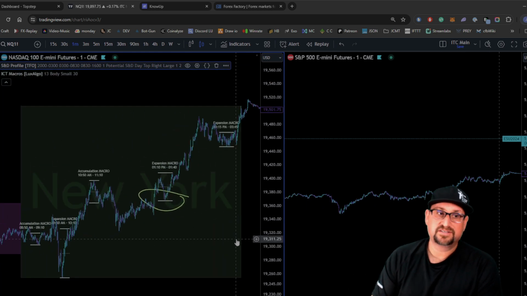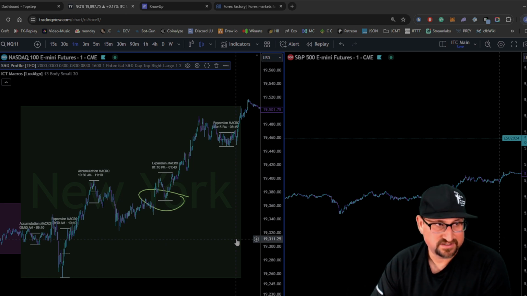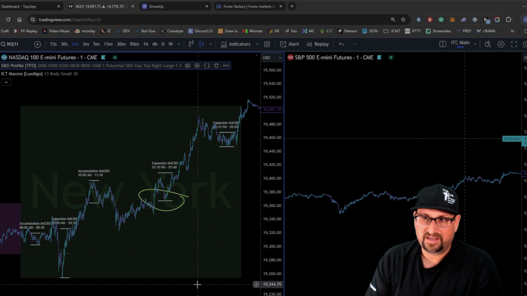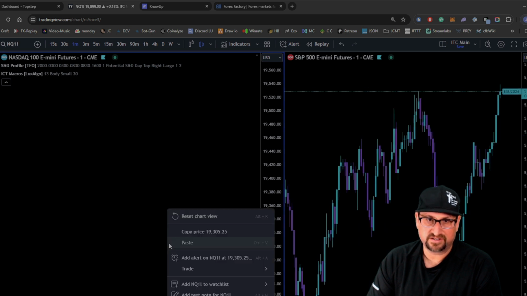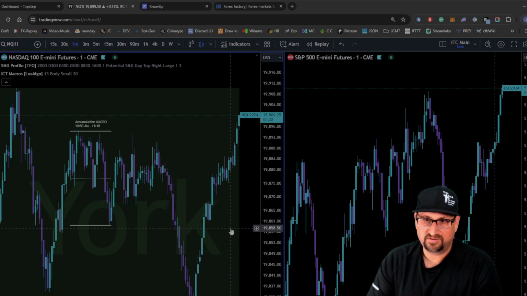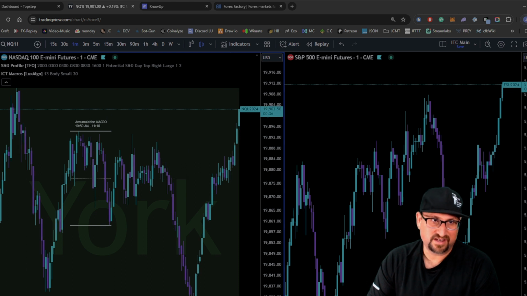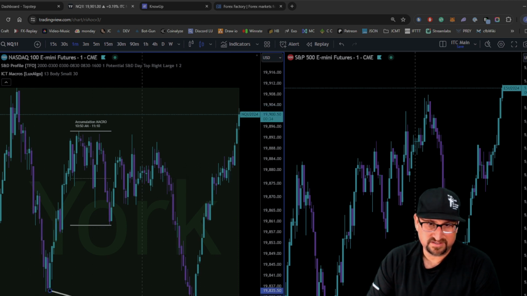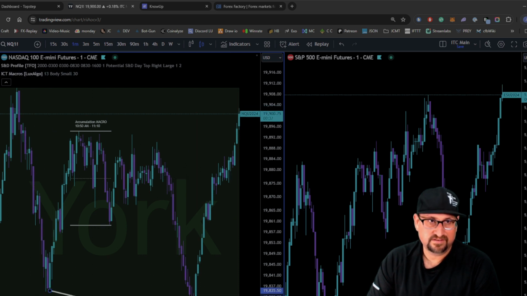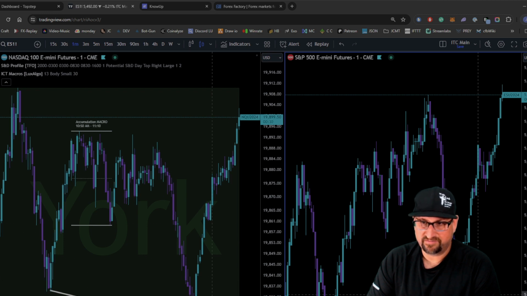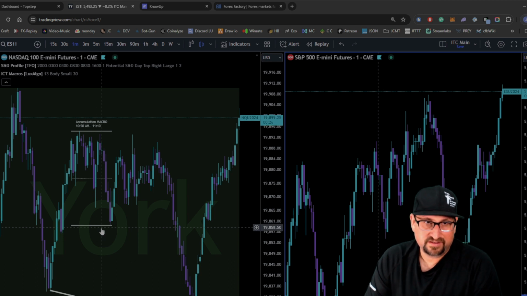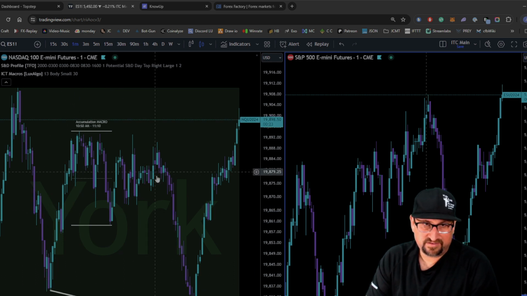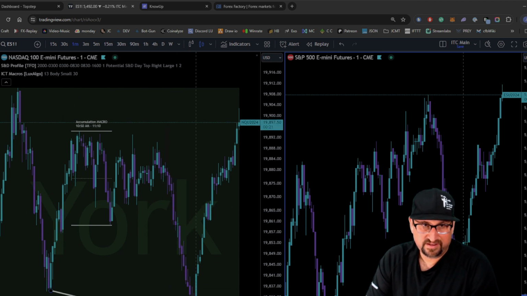The other thing I do consider highly is SMTs. Okay, so when I'm trading, I definitely will look for SMTs, and usually I can just reset chart view and boom, right here's an SMT. It's that easy, right? So SMT right here. This is something that can confirm a trade for me. Okay, so it came down, right? Boom. NASDAQ came lower.